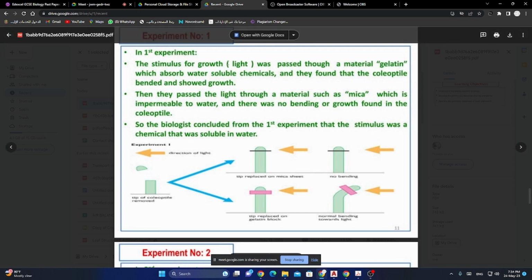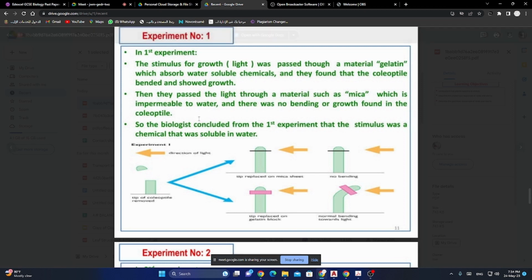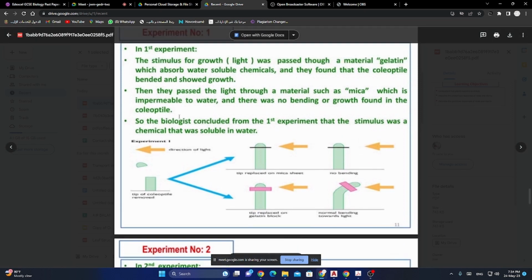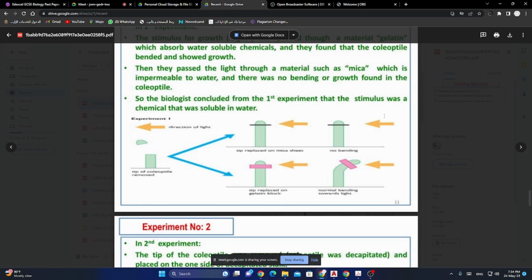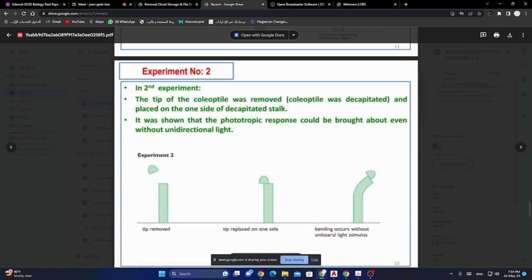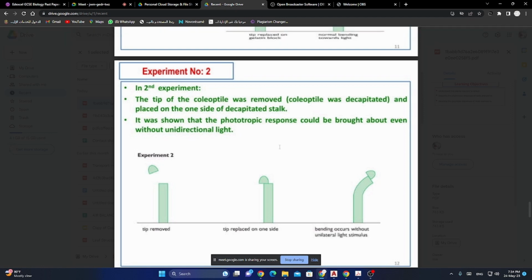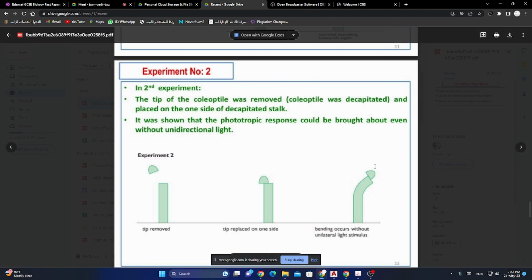Okay. So the stimulus for growth was passed through a material, gelatin. Okay, it also shows that it's soluble in water, but that's not really important in this case. Okay. So here they're also showing the effect of the tip if placed in a different manner on the shoot. So, for example, if you cut the tip and put it towards the left a bit, the plant is going to grow in the opposite direction.